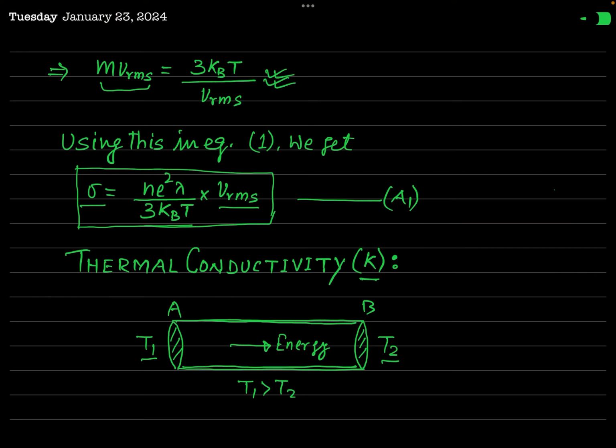If we assume that T1 is greater than T2, then in this condition there will be a flow of energy or thermal energy from end A to B, and this actually constitutes the heat current. Heat energy flowing per second is called heat current, as electric potential difference constitutes electric current. Similarly, the temperature difference constitutes heat current, that is heat flowing per second.